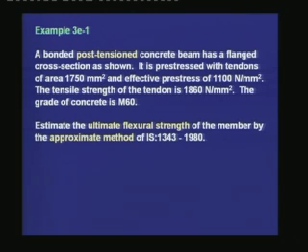The tensile strength of the tendon is 1860 Newton per millimeter square. That means FPK is equal to 1860 Newton per millimeter square, and the grade of concrete is M60, that is FCK equal to 60 Newton per millimeter square. Estimate the ultimate flexural strength of the member by the approximate method of IS 1343-1980. In our last example for a rectangular section, we had solved by the strain compatibility method, and here we are solving by the approximate method as given by the IS 1343.